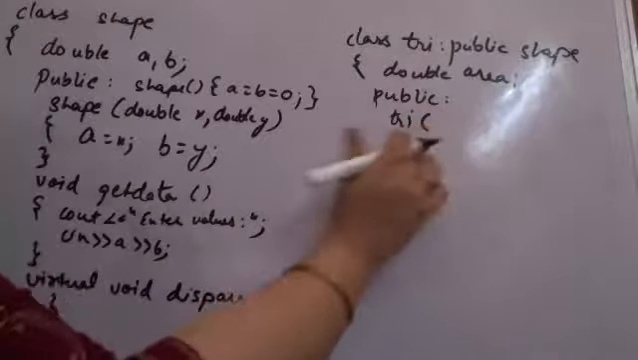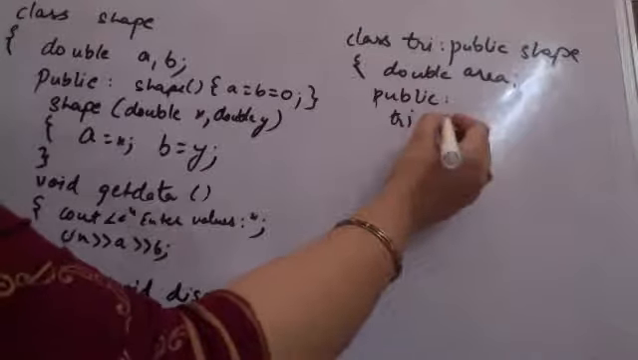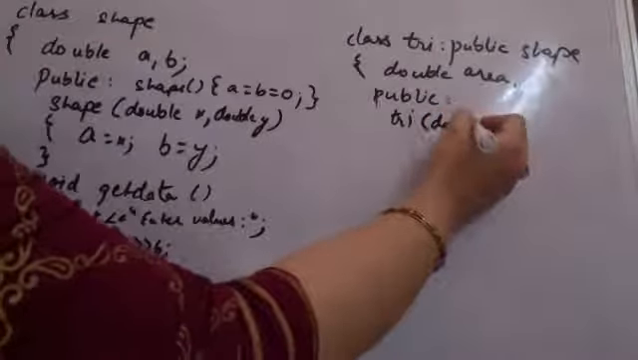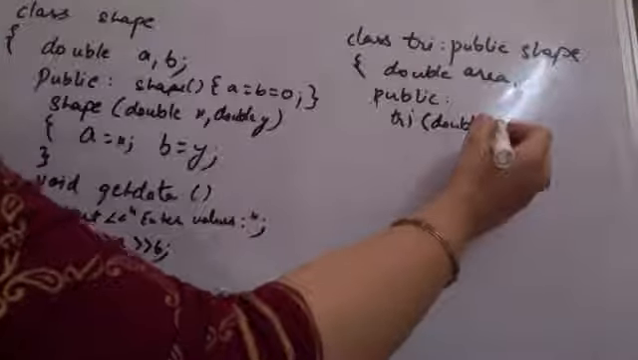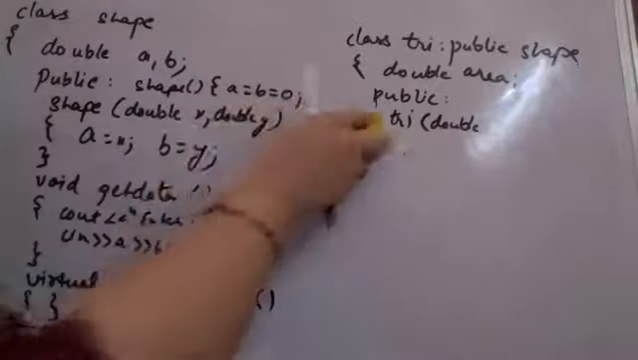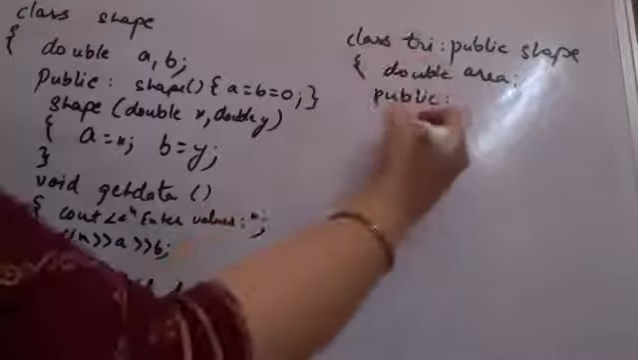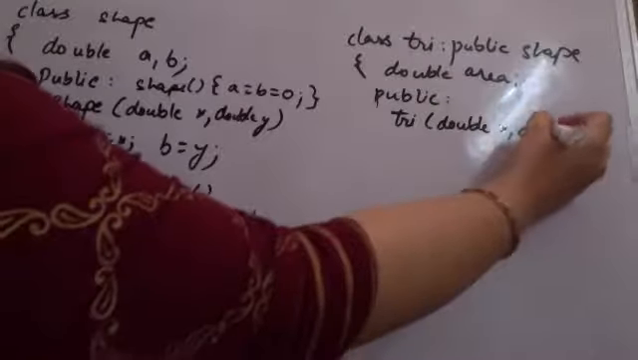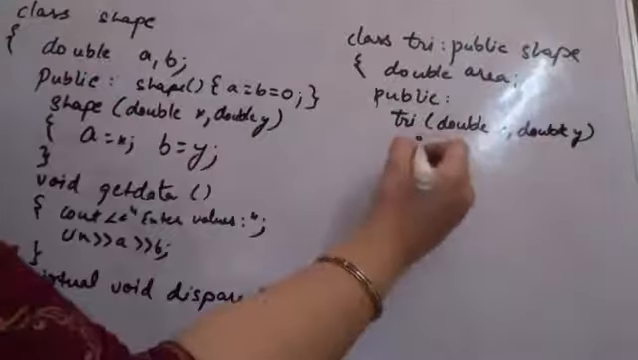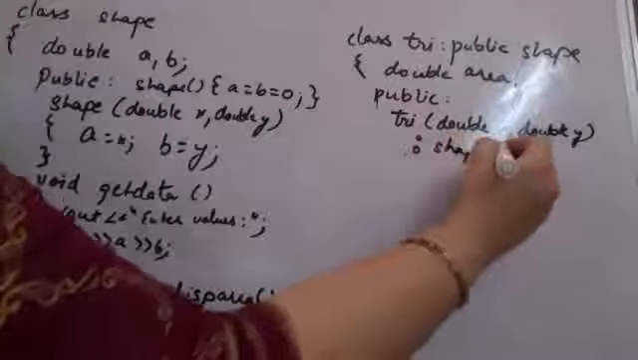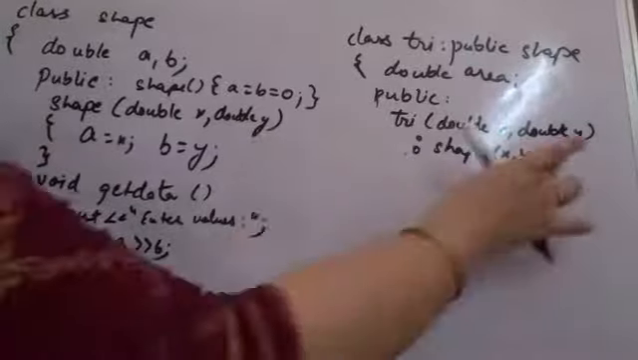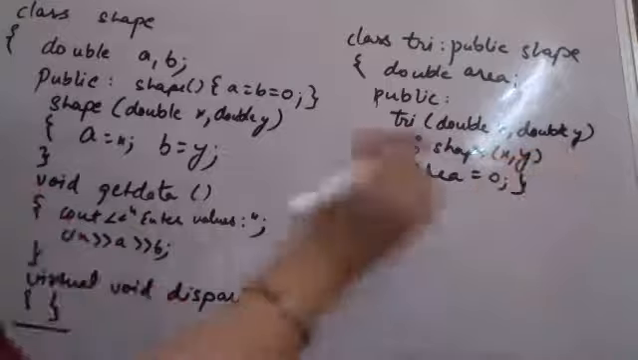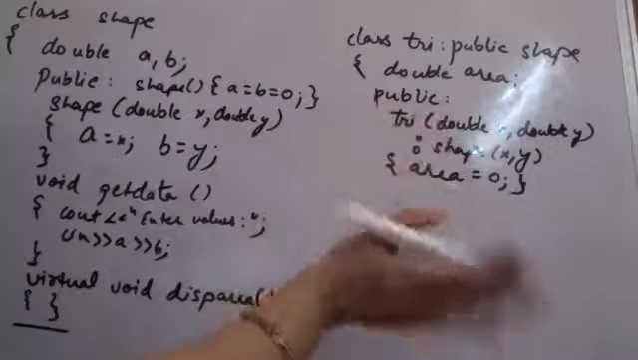Supposedly I am creating a parameterized constructor here, having double X comma double Y, where I am passing to shape the values of X and Y. We are not creating any other constructor here; I am only creating this one. So this constructor is there and I am initializing area is equal to 0. I am having the parameterized one only in this case.